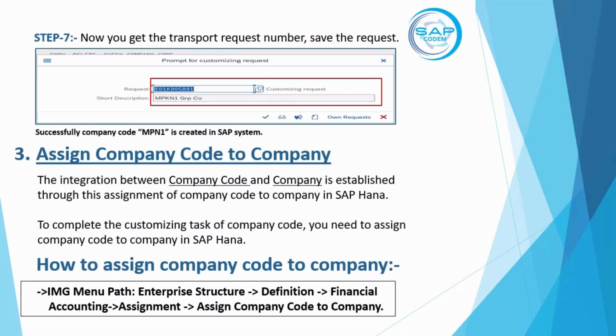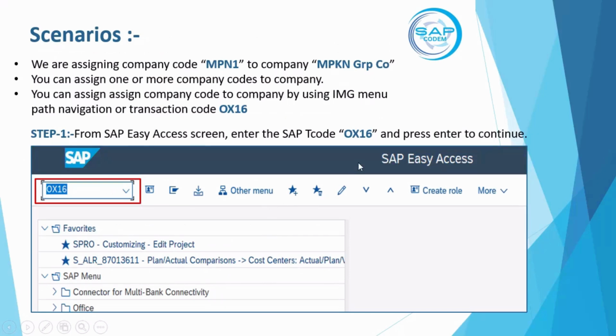Now, as we have created the company code MPN1, you have to assign that this company belongs to the group of companies, Krishna group of companies. Now we have to map both together. To map, there are two ways. Again, you follow the IMG implementation guide, or you can go directly by T code OX16. Here we use the OX16 code instead of going by the IMG path.